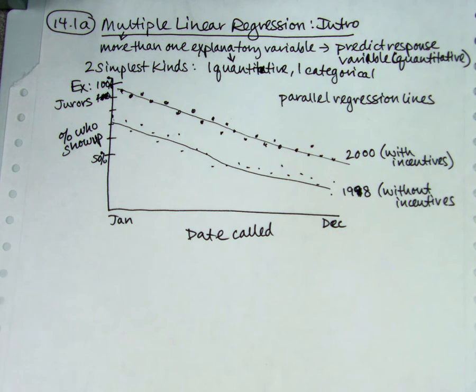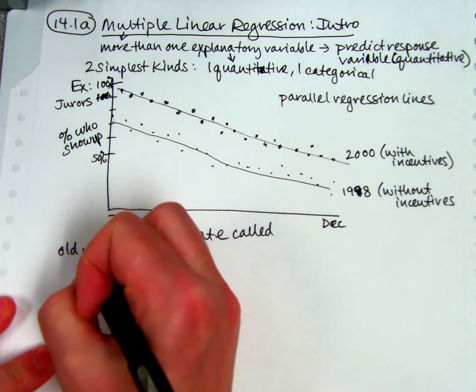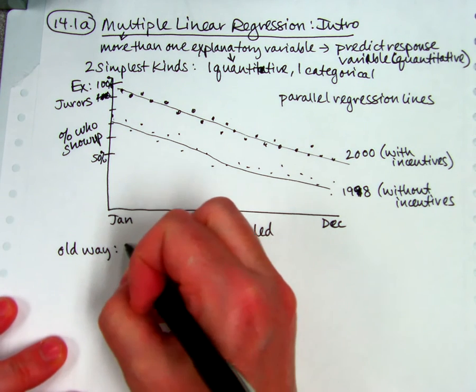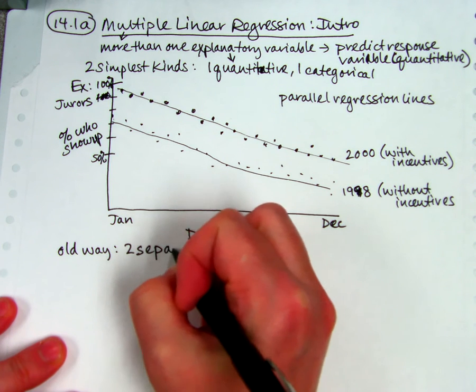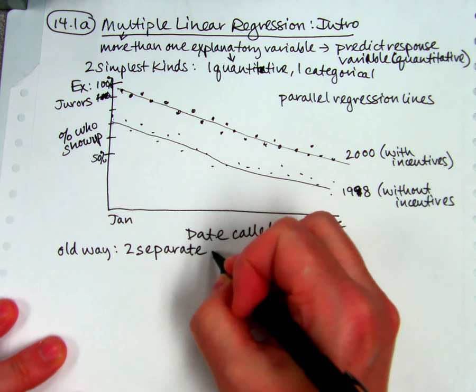So there's two ways that we can handle this data. The old way, which is what you already know how to do, is we could do two separate regression lines. We could do two separate equations for 2000 and 1998 and just compare them.